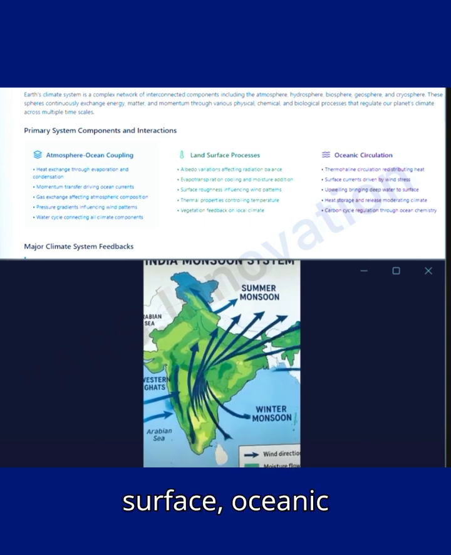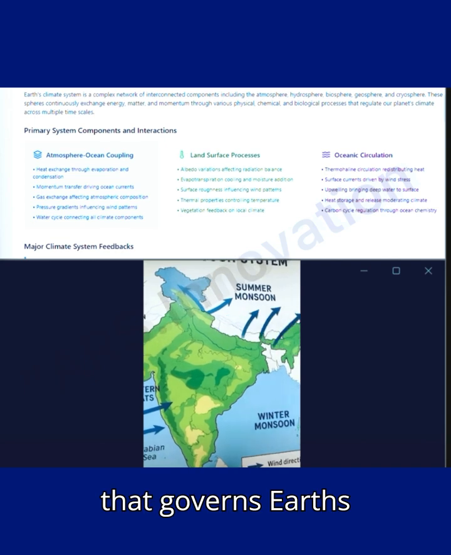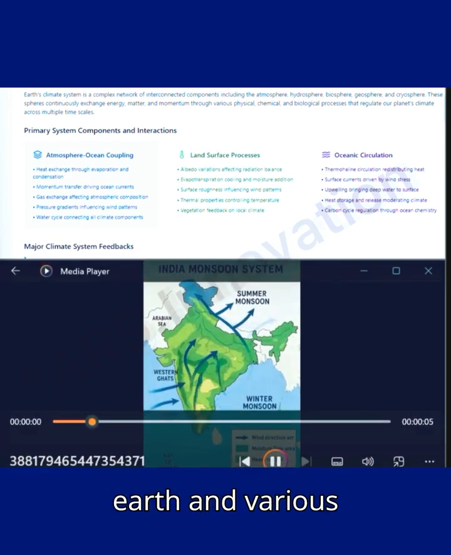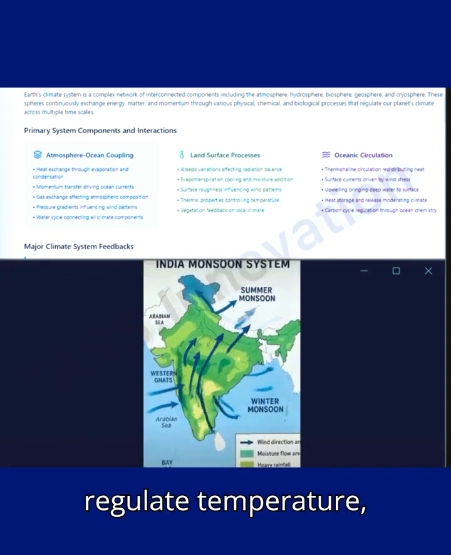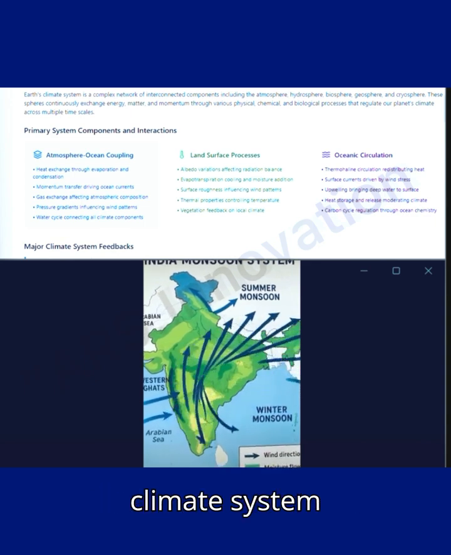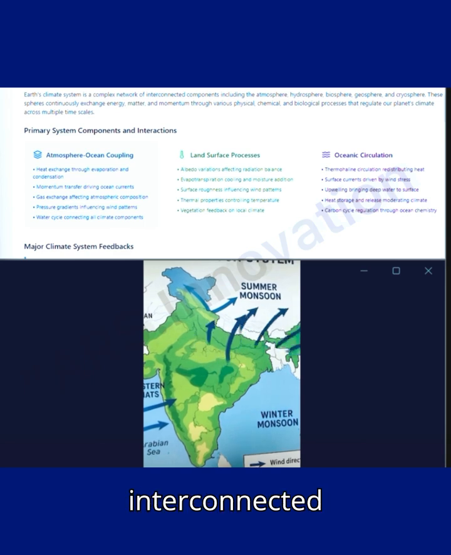So let's move on to climate system connection: atmosphere, land surface, oceanic circulation. It is a complex interconnected system that governs Earth's climate. It involves interaction between different components of the Earth and various physical and chemical processes that regulate temperature, precipitation, winds, and long-term climate change. What is climate system connection? Well, let us understand it.